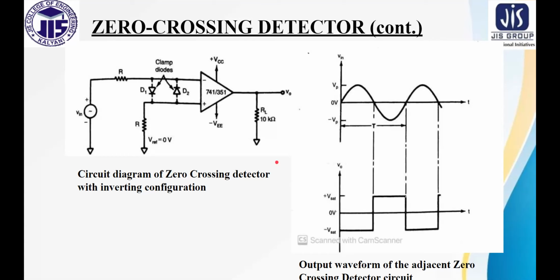So this is the circuit diagram and output waveform of zero crossing detector. Zero crossing detector, it's a square wave generator. It's a comparator circuit. The circuit you have seen over here is the circuit using op-amp. So this is the comparator using op-amp.